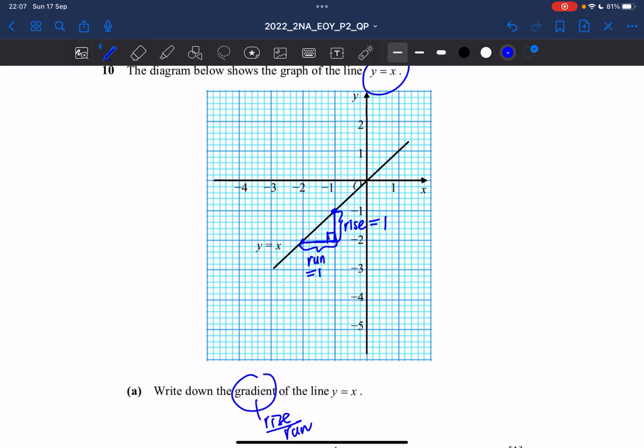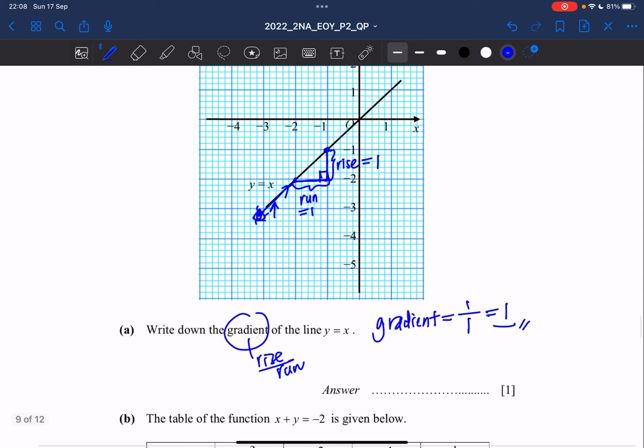Then to know whether it's positive or negative, we draw an eye here. Then we notice that the eye is looking upwards, all going upwards. So it's a positive gradient. So our gradient equals to 1 over 1. Answer is just 1. Okay, answer is 1 here.